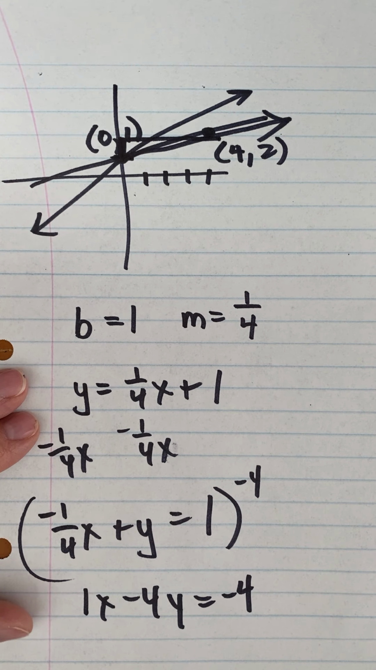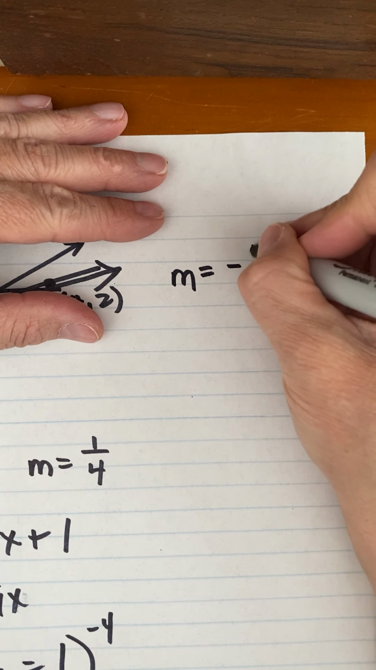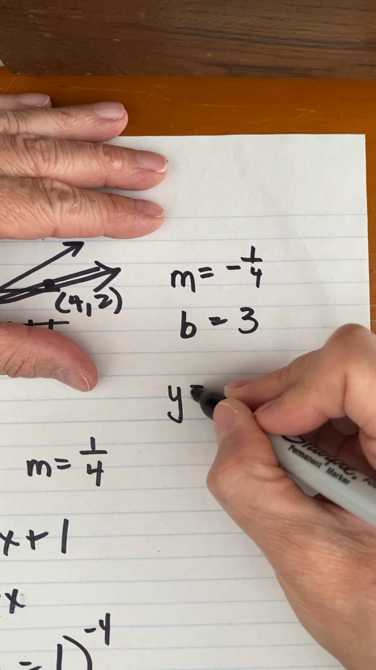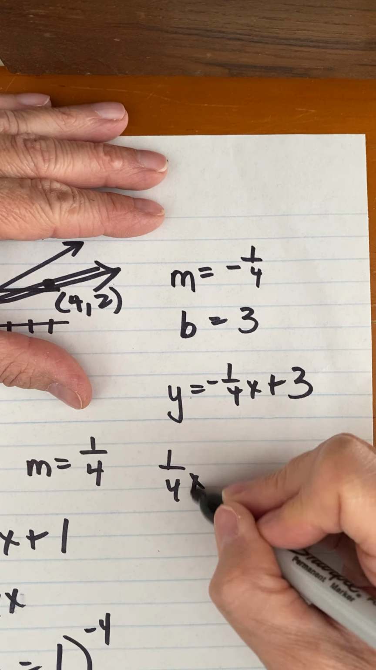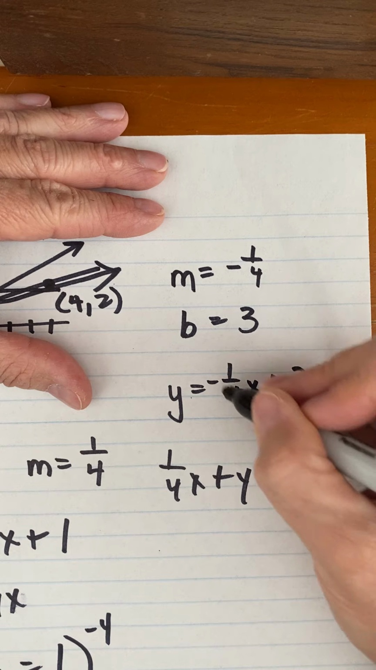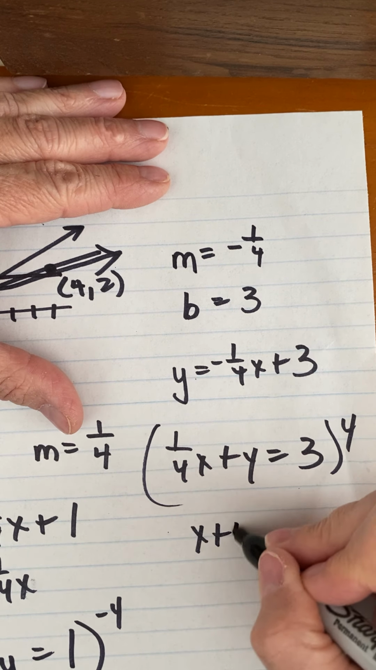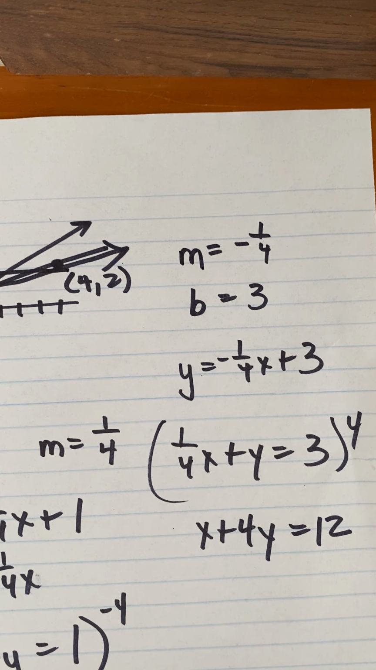Okay? Now, for the next one, again, you look at that picture and you count the rise over the run. And if you're looking at that picture, you get a slope of negative 1/4 and a y-intercept of 3. So I get y equals negative 1/4 x plus 3, 1/4 x plus y equals 3, because I added 1/4 x to both sides. Now I multiply by 4, x plus 4y equals 12, and that's the equation in standard form.